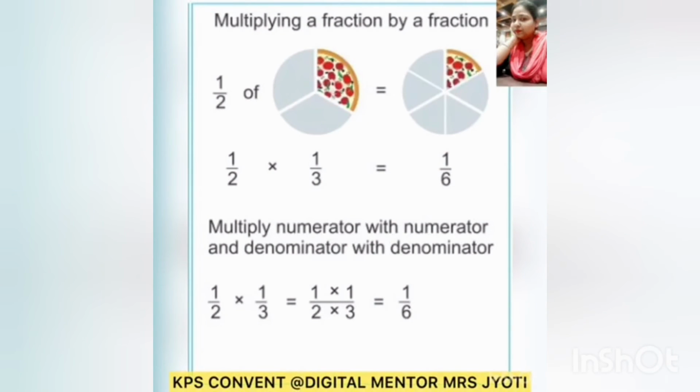Now learn to multiply a fraction by a fraction. We have 2 fractions. One is 1 by 2, the other is 1 by 3. So we multiply numerator with numerator. So we get 1, and when we multiply denominator with denominator, we get 6. So what we learn? When we multiply fractions, we multiply numerator with numerator and denominator with denominator.